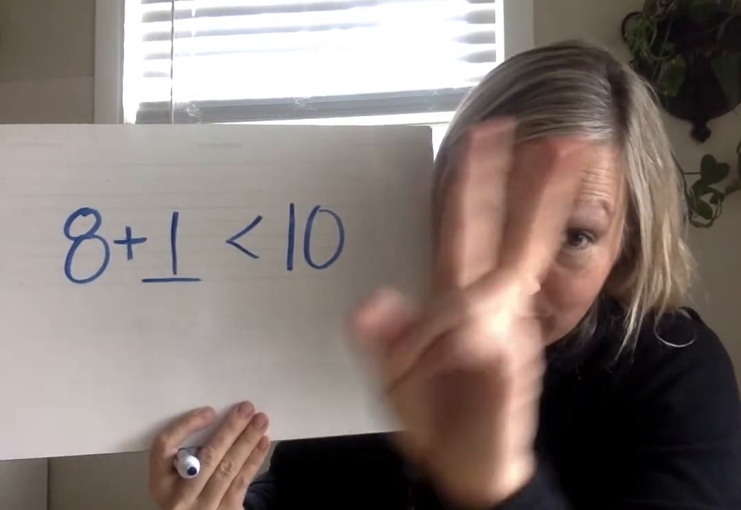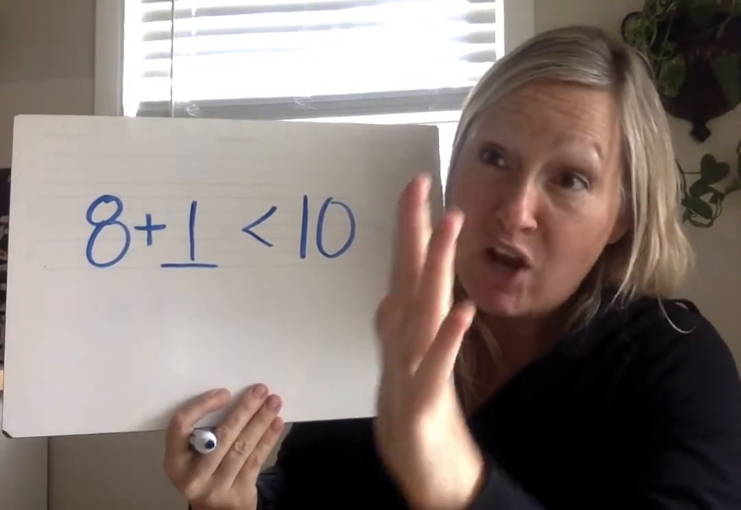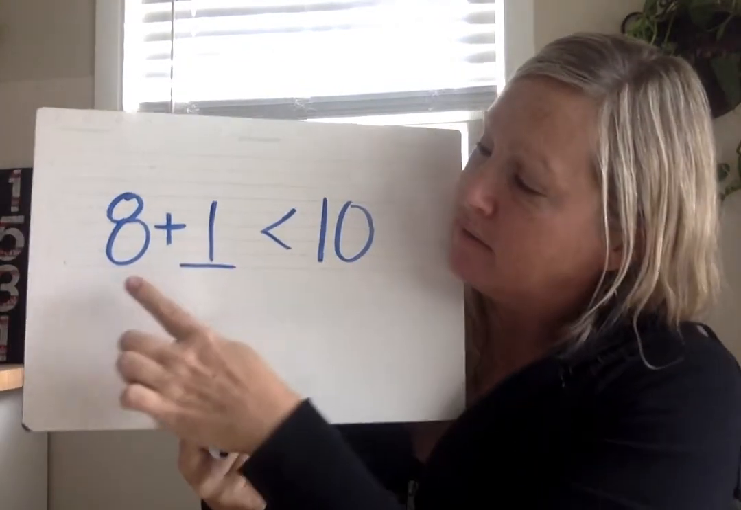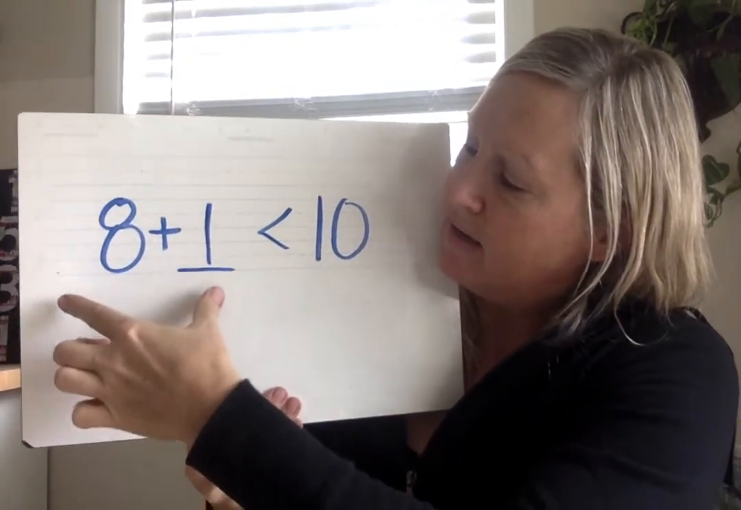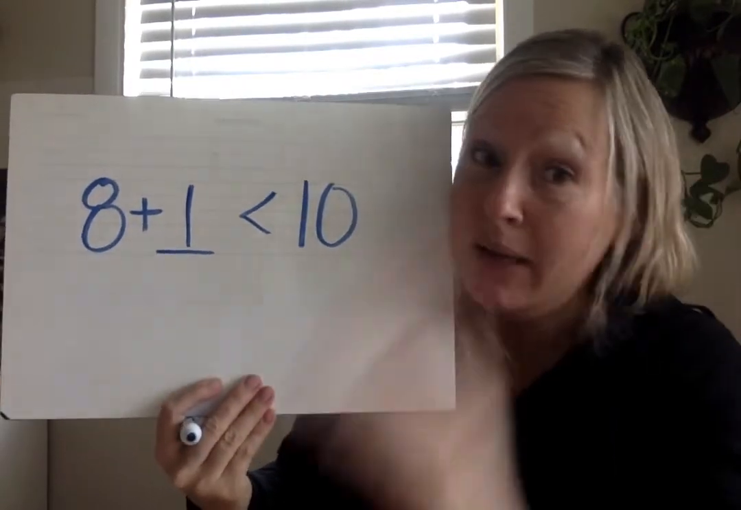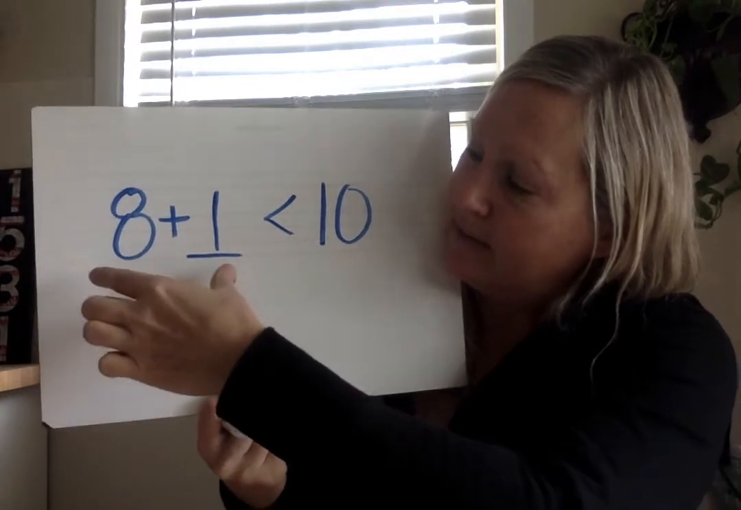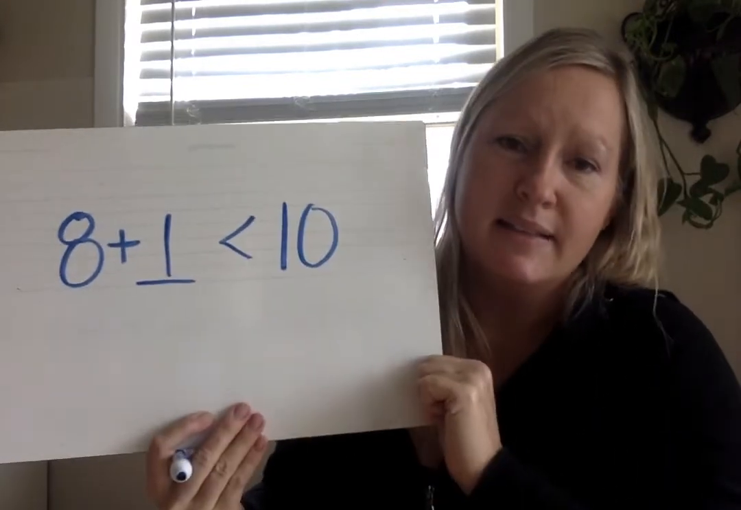There were 2 answers. Some of you right now are probably screaming at the screen going, no, Miss Harmon, I had a different right answer. 8 plus 1 is 9. 9 is less than 10. Okay, can I hear you screaming at me that 0 would also work? 8 plus 0 is 8. 8 is less than 10.